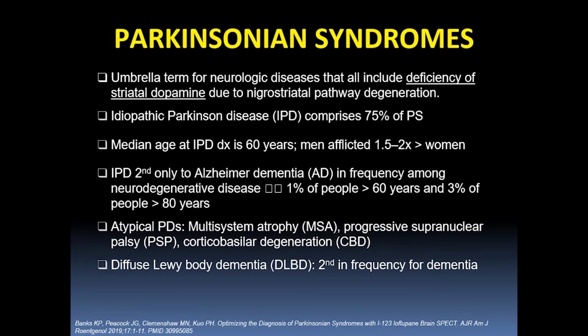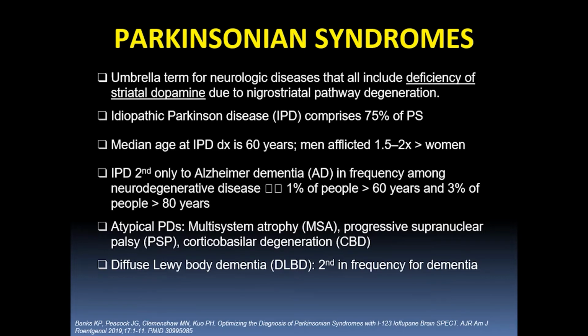cognition. Most cases of Parkinsonian syndrome are the classic idiopathic Parkinson's disease, and it's estimated to comprise three-quarters of the cases. It's the one you see with onset at about 60 years of age, men more commonly afflicted than women. It is the second most common neurodegenerative disorder behind Alzheimer's disease. It increases in prevalence with age, like a lot of other neurodegenerative disorders, and it reaches about 3% prevalence once you reach the age of 80.